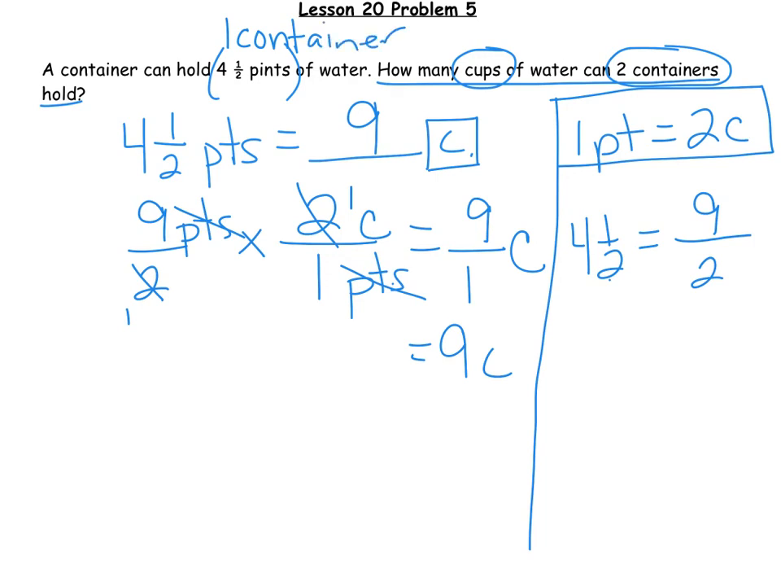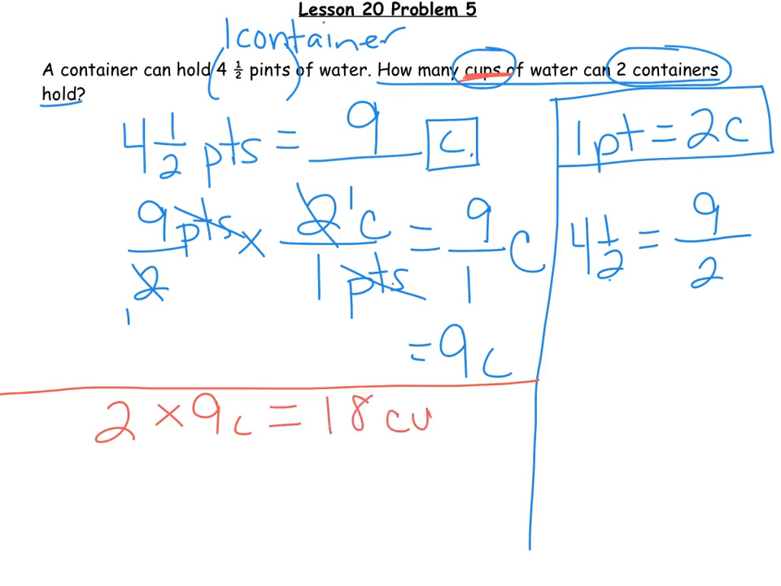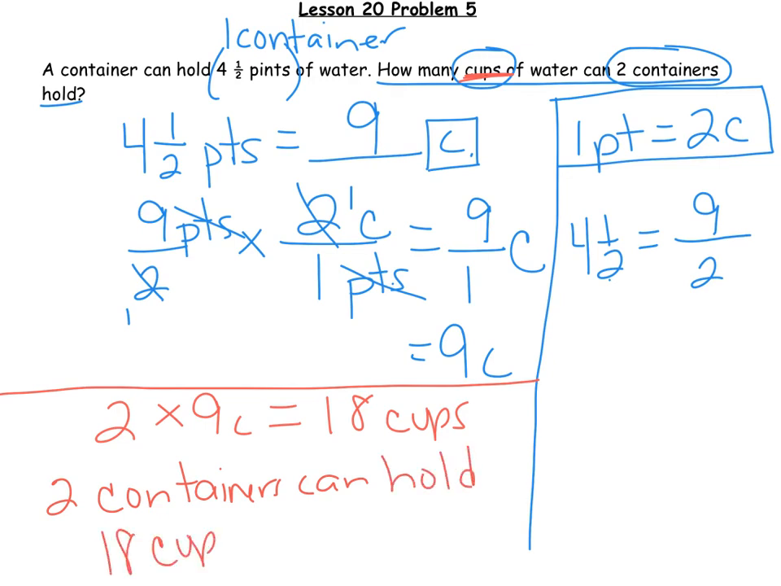I need to figure it out for 2 containers. So let's divvy off my work. So I need to do 2 containers times the 9 cups. Because the question's asking how many cups. So 2 times 9 is 18 cups. So let's write our answer statement. 2 containers can hold 18 cups of water. Make sure you showed all your work.